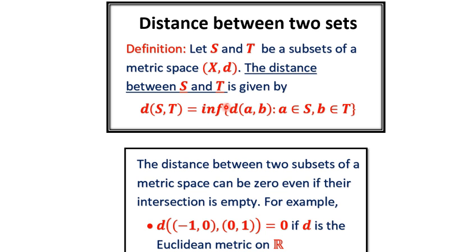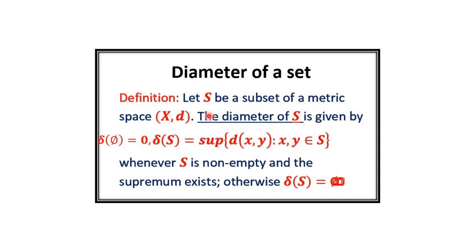If the word here was minimum, then of course this thing would not be well defined, because then the distance here wouldn't be 0. So this is very important that you pay attention to this thing right here. Now this brings us to the idea of the diameter of a set.